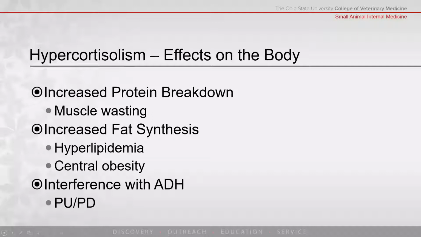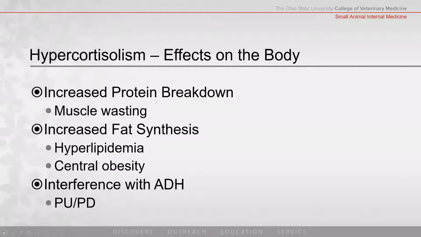So the hypercortisolism causes increased protein breakdown, causing muscle wasting, increased fat synthesis, so hyperlipidemia and central obesity, and interference with ADH, antidiuretic hormone, which is what happens when we have central diabetes insipidus, where we have no ADH produced, sorry. ADH is important to hold back water, and if that is being interfered with by the cortisol, the body cannot hold back a lot of water in the kidneys. And so that's what leads to the PUPD we see with these patients.